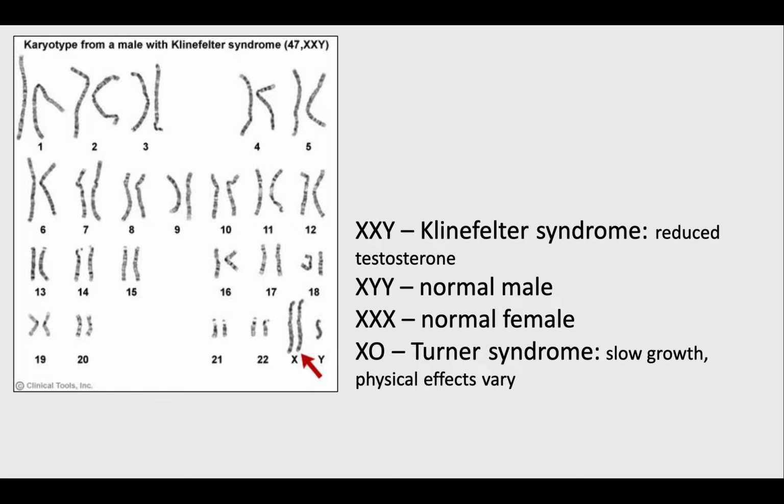We can also get mutations in our sex chromosomes. If we look at our sex chromosomes, we should have an X and a Y. In this case, we have 2 X's and 1 Y. This would be Klinefelter syndrome. This often occurs in males, and it results in reduced testosterone. Turner syndrome would be an X with no Y. This happens in females and results in slow growth and physical effects. So we can have these changes in our sex chromosomes as well.